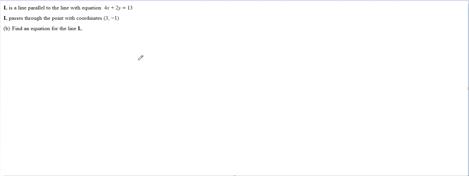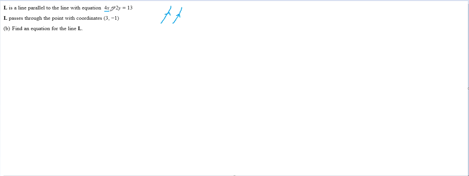So we've got a line L. Now it's parallel to this line. When lines are parallel, it means they have the same direction and the same gradient. To make them parallel, the gradient has to be the same. So that's my first step.